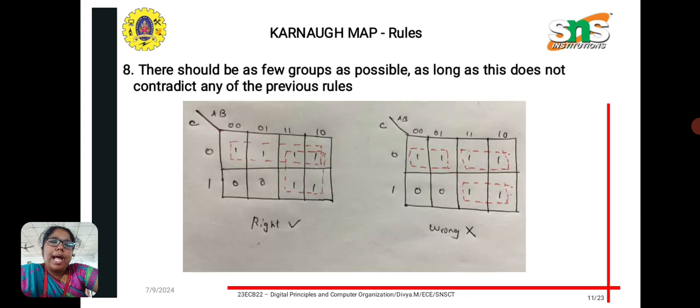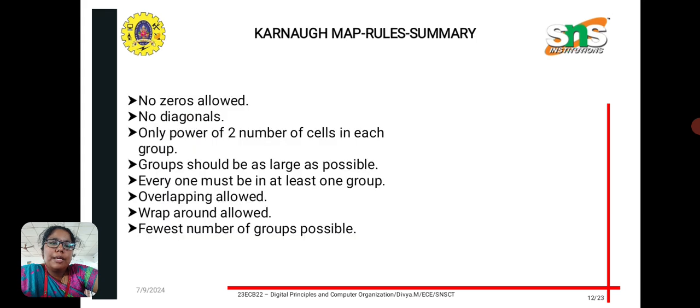Then there should be as few groups as possible, as long as this does not contradict any of the previous rules. We should make only as few groups as possible, so that it does not contradict any of the previous rules.